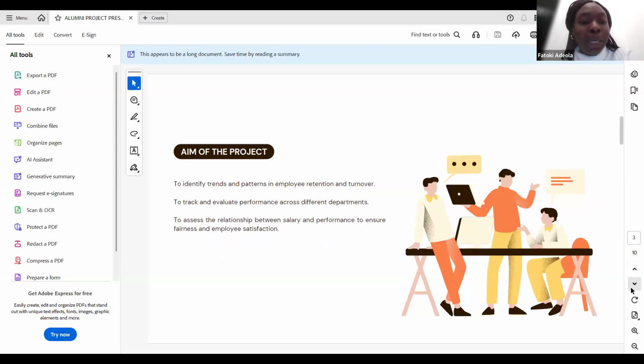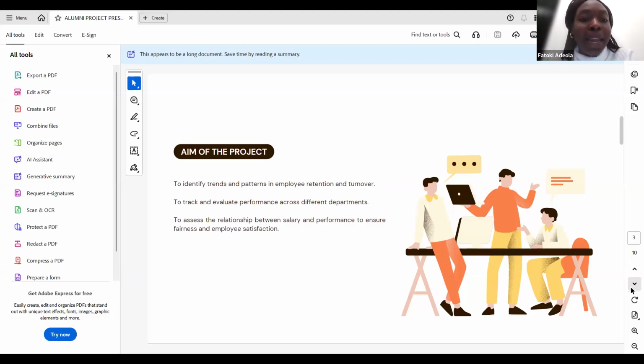So what I'll do is identify trends and patterns in employee retention and turnover. This is basically saying, okay, employees are leaving, so how do we retain top talent? We can't keep training talent and have them leave the organization. It's basically working and having another person hit, which is not very good.